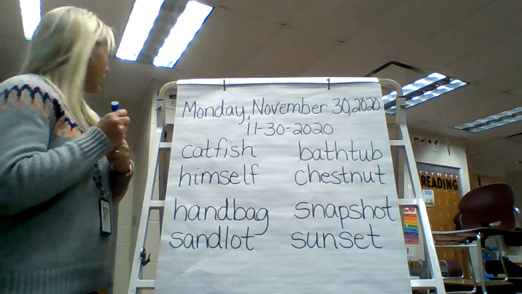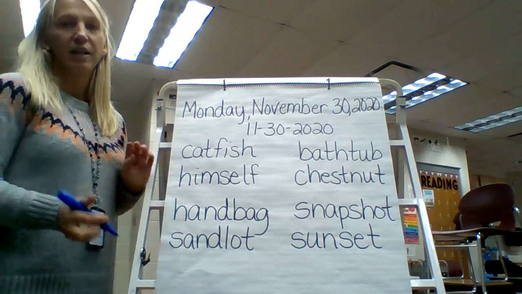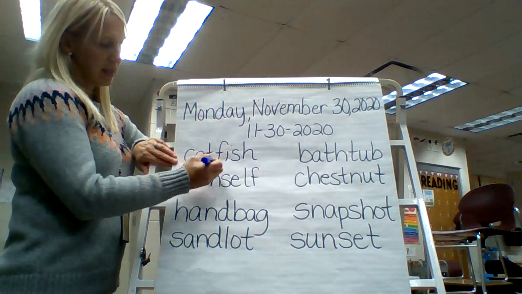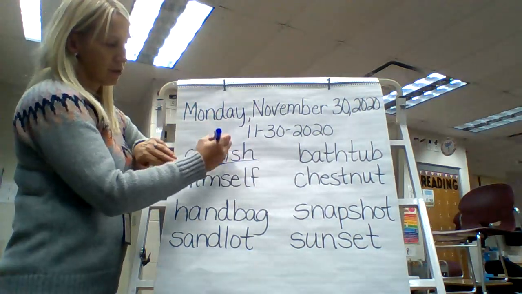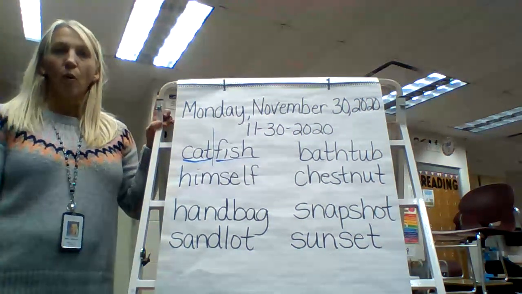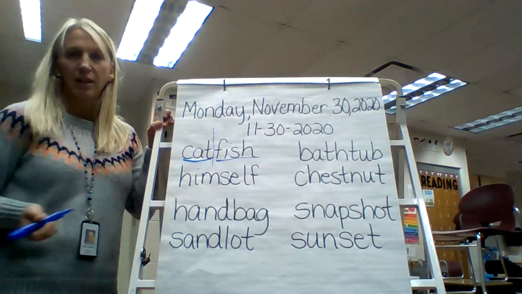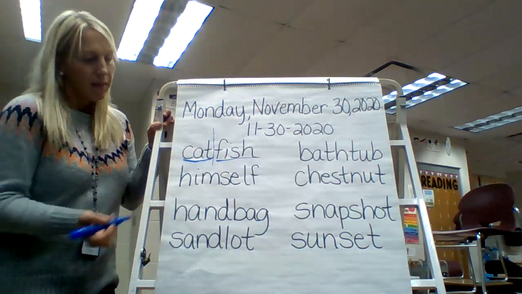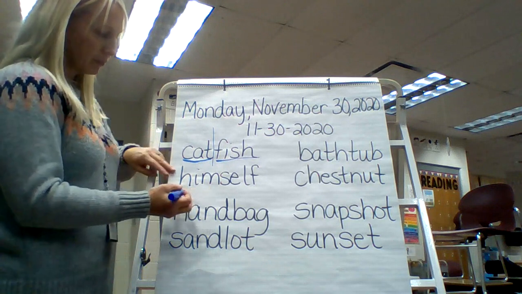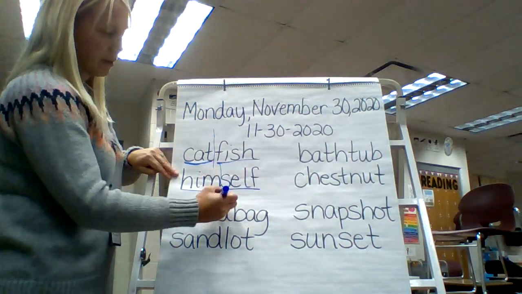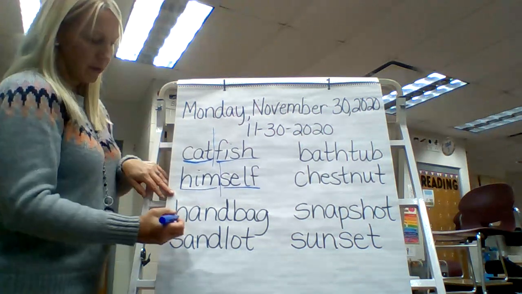Okay, let's go ahead and practice dividing and reading these new words. I see cat, fish. Catfish. Remember, every syllable just has one vowel. So we have two vowels in these words. So that tells us that there are two syllables. That can help us too. Himself. Himself.